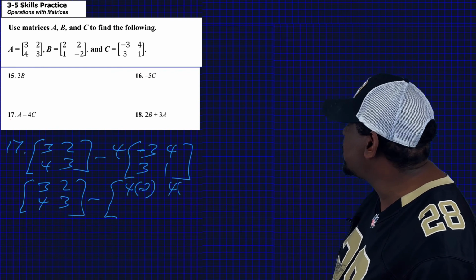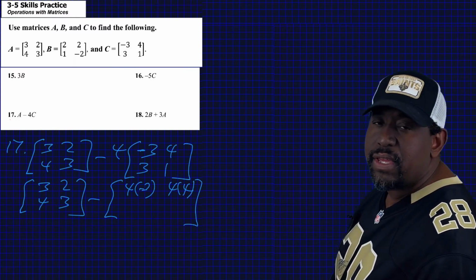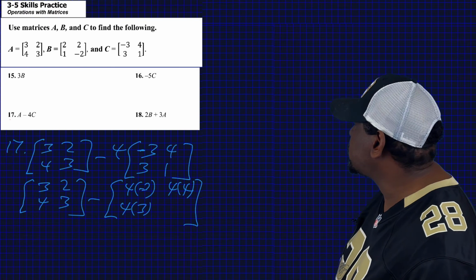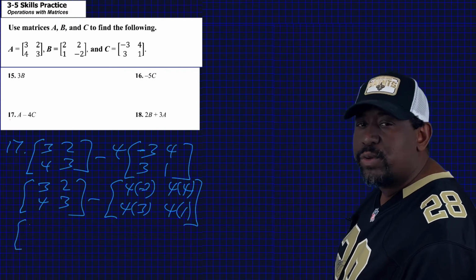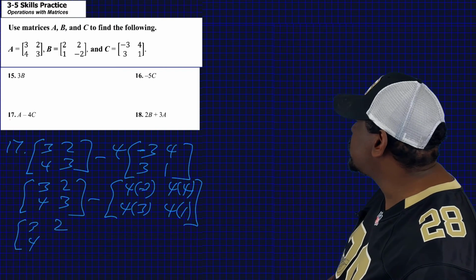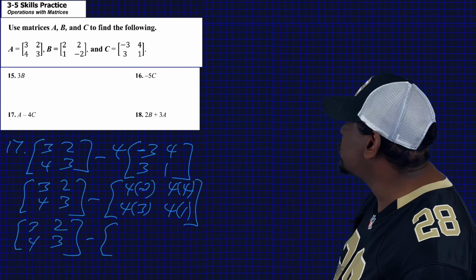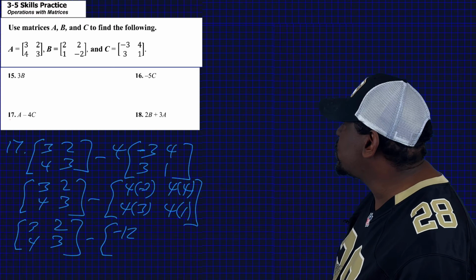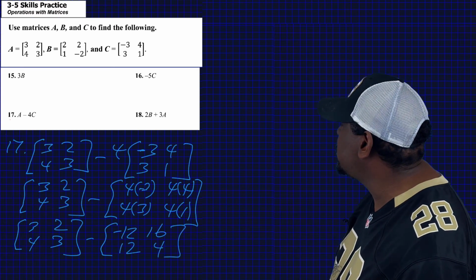And you will see that in the step coming up. 4 times -3, we distribute 4 times 4. And in the second row, it'll be 4 times 3 and 4 times 1, which you will see in a sec. So once we do that, we will simplify those and get our answers. We keep the first matrix the same. Second matrix, 4 times -3 is -12. 4 times 4 is 16. 4 times 3 is 12. 4 times 1 is 4.